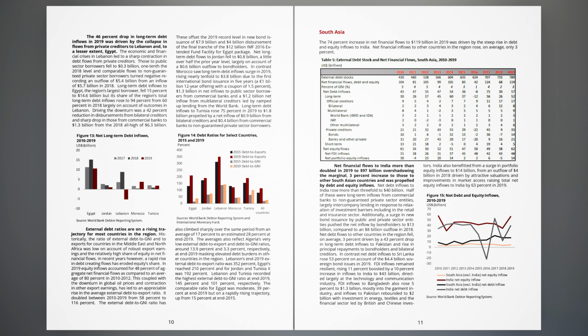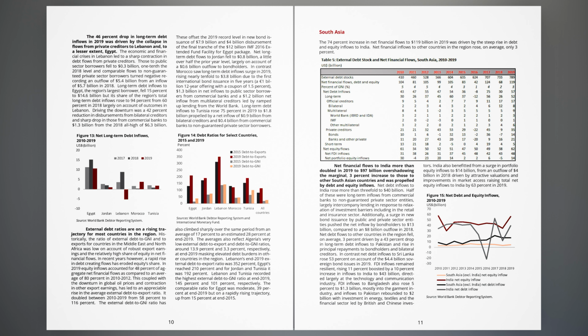This, coupled with the downturn in global oil prices and contraction in other export earnings, has led to an appreciable rise in the average external debt to export ratio. It doubled between 2010 to 2019 from 58% to 116%. The external debt to GNI ratio has also climbed sharply over the same period from an average of 17% to an estimated 28% at end 2019. The averages also reflect Algeria's very low external debt to export and debt to GNI ratios, around 13.9% and 3.3%, respectively, at end 2019, masking elevated debt burdens in other countries in the region.